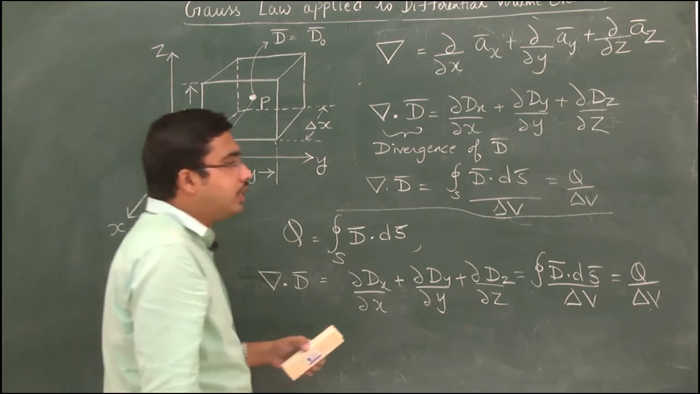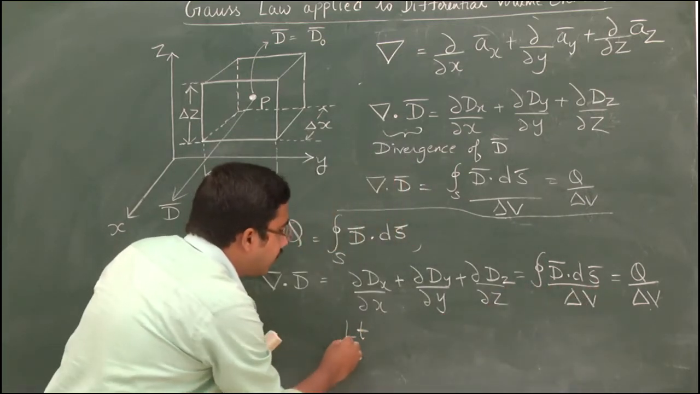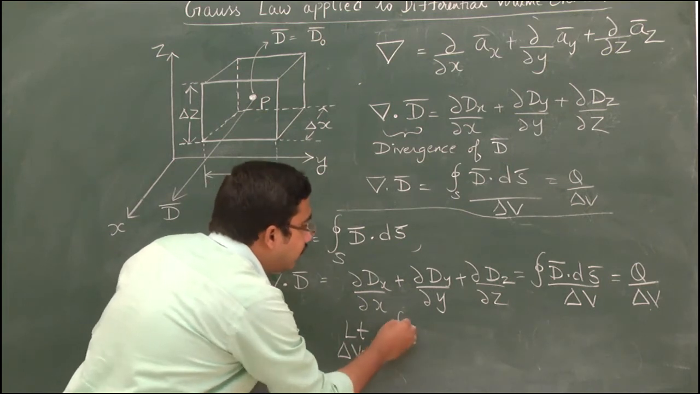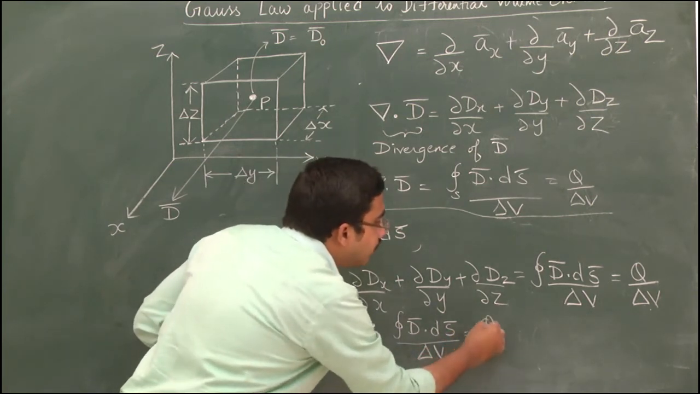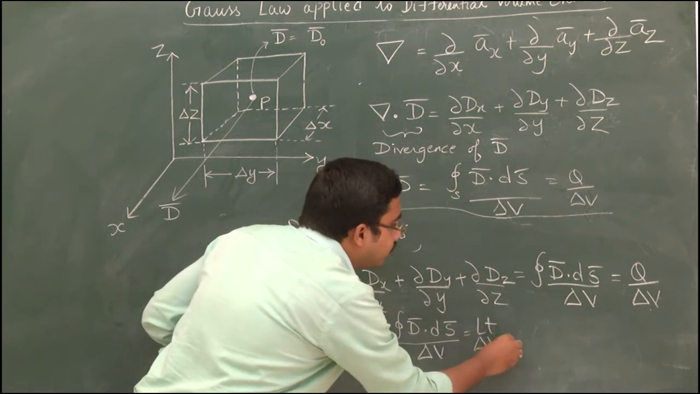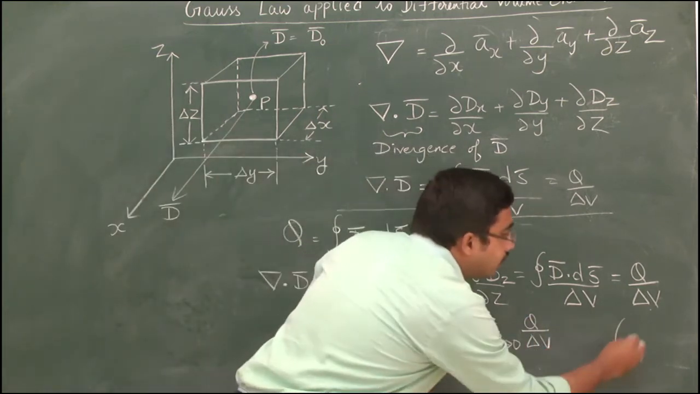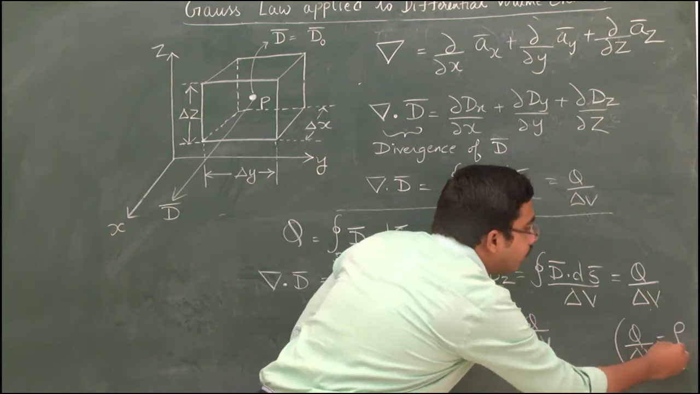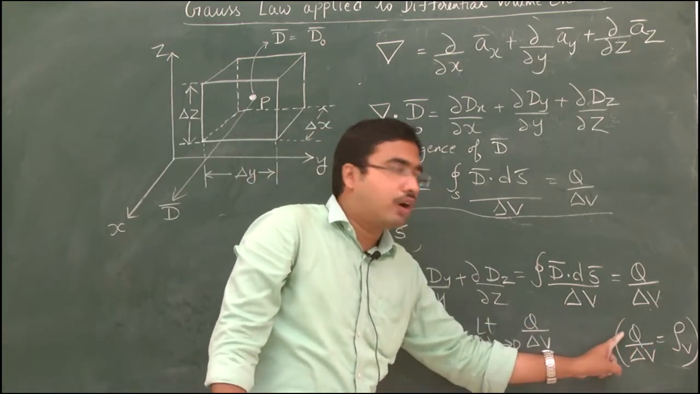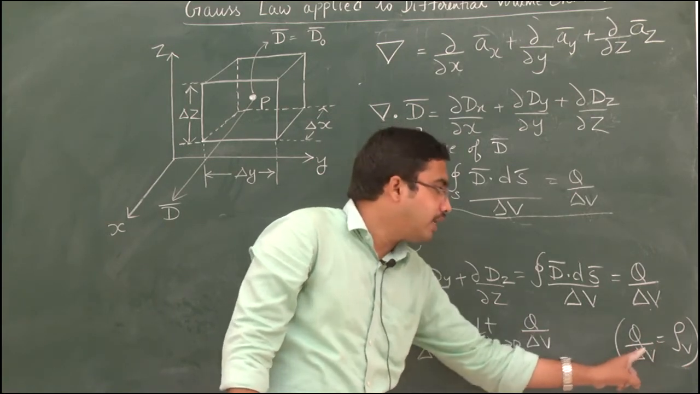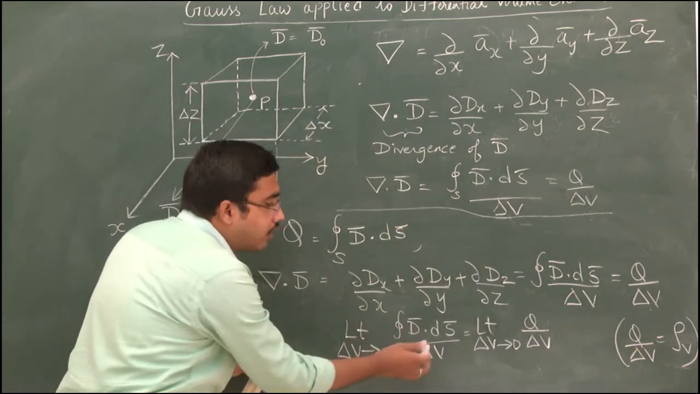That means if volume becomes zero, can I apply the limit delta V tends to zero on both sides? Let us apply that limit. Delta V tends to zero. Integral D bar dot dS bar by delta V is equal to limit delta V tends to 0 of Q by delta V. Okay, but we already know that Q by delta V is equal to rho V, that means volume charge density. Volume charge density is equal to the total charge in that volume divided by the volume of that body. So in place of Q by delta V, what can I substitute? Rho V.